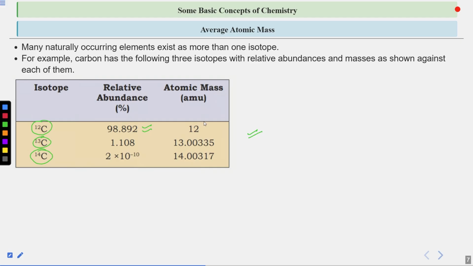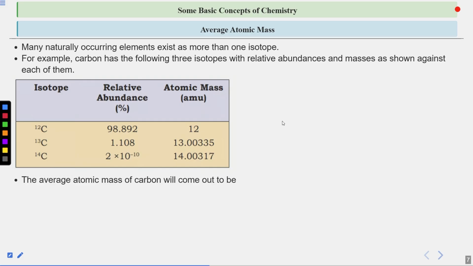If you calculate their atomic mass by using the same calculation that we have used, by taking the mass of one carbon 12, 13 and 14 atom, then you will get 12 atomic mass unit or 12 unified mass for carbon 12, 13.0335 for carbon 13 and 14.00317 for carbon 14. Now the problem here is which mass you should take. For that, we calculate the average atomic mass as follows.